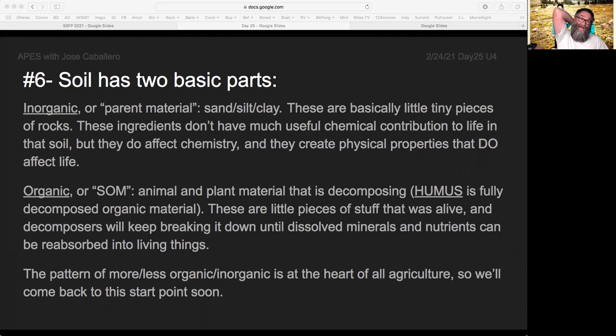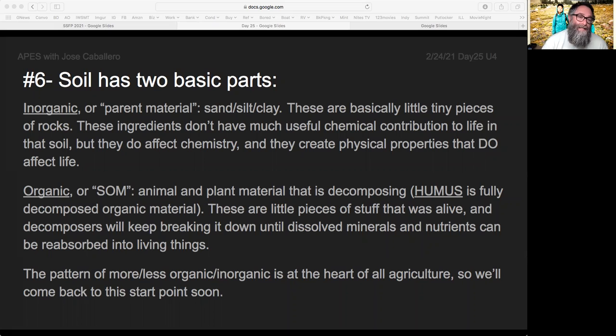These don't really have a lot of direct value to life. They don't have a lot of nutrients, but they do affect chemistry in soil, and they definitely create physical properties of soil, like how hard it is, how hot it is, how fast water moves through it, or how well water stores in the soil. That's the inorganic stuff. You'll need to talk about this more later, but I want to talk mostly today, tomorrow, and so on about the organic.